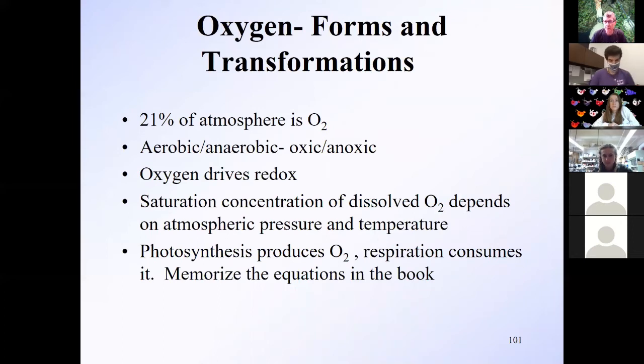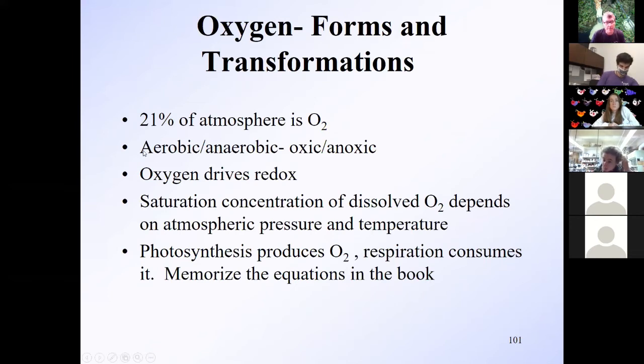So this will get us into talking about oxygen. About 21% of the atmosphere is oxygen. And if there's oxygen present in water, we could call it oxic. That is in contrast to the older terms aerobic versus anaerobic: oxic versus anoxic. Sometimes I might slip into aerobic, anaerobic.